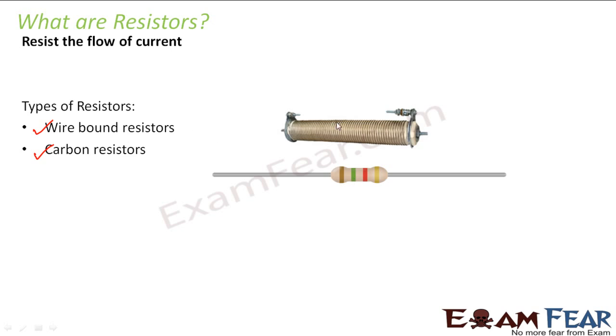What are wire bound resistors? Wire bound resistors look somewhat like this. It is like some metal over which a number of turns of a wire is present. That entire thing also acts as a resistor. So these are broadly the two classifications of resistors.